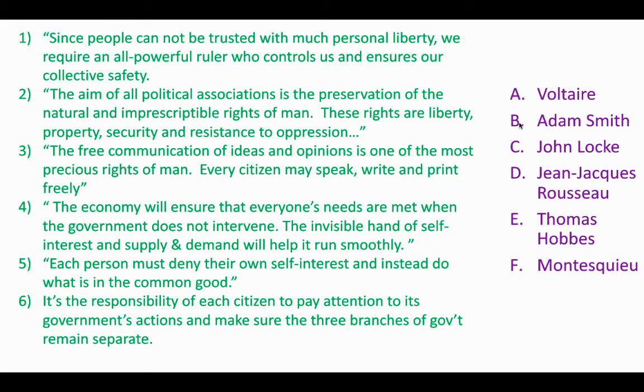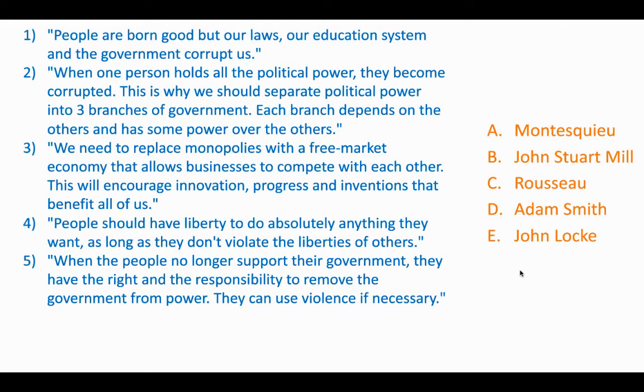So 4B. Number 5, each person must deny their own self-interest. Instead, do what is in the common good. That would be our boy, J.J. Rousseau. So 5D. 6, it's the responsibility of each citizen to pay attention to its government's actions and make sure... So that is Montesquieu, 6F. And pause the video and do this one. All right, let's see how you did.